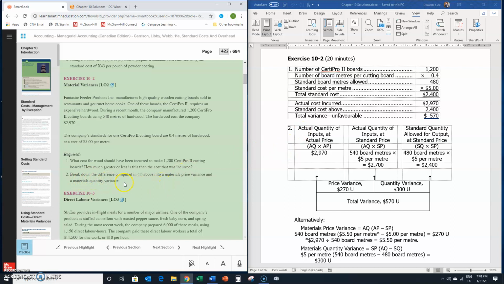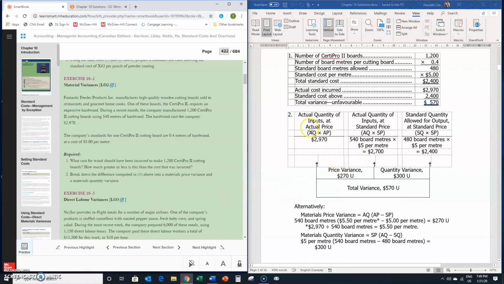Break down the difference computed in part 1 above into a material price variance and a materials quantity variance. So if you take a look at page 392, Exhibit 10-4, that's how we're going to answer these questions. Now, it's done here twice. You can do it this way using the example of the exhibit in 10-4, or you can use some formulas.